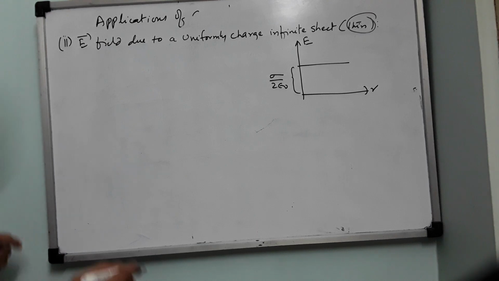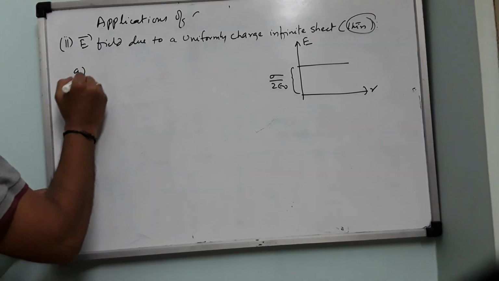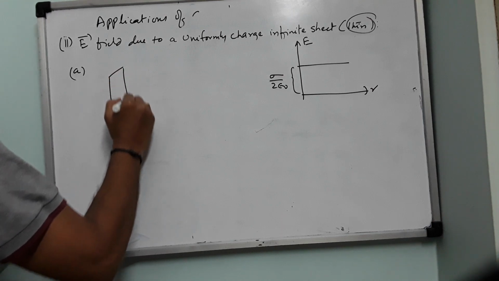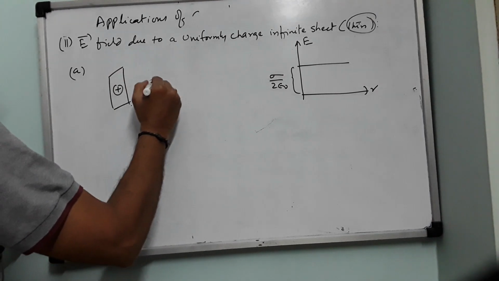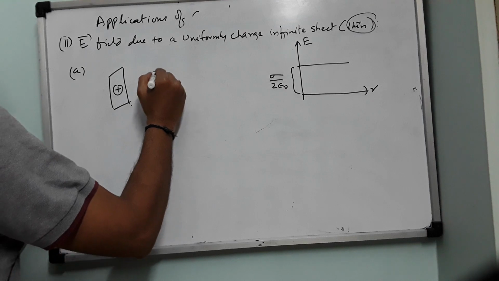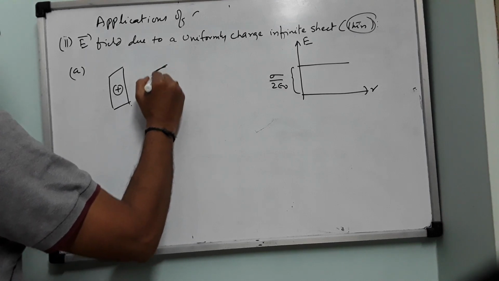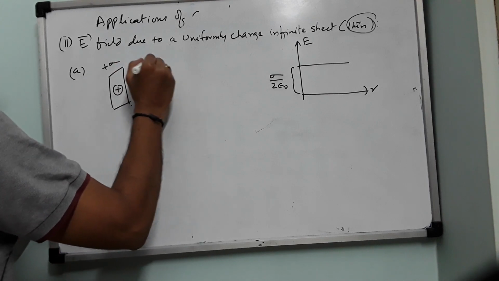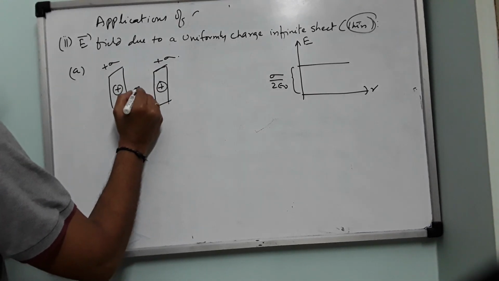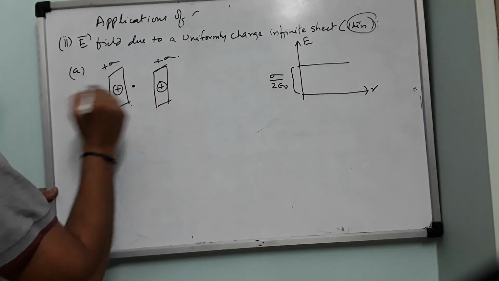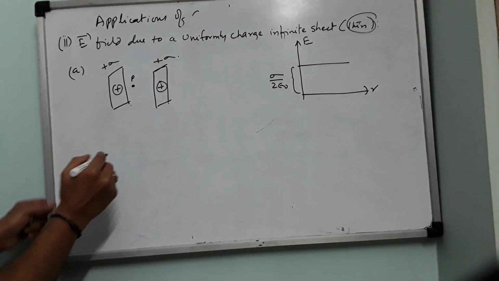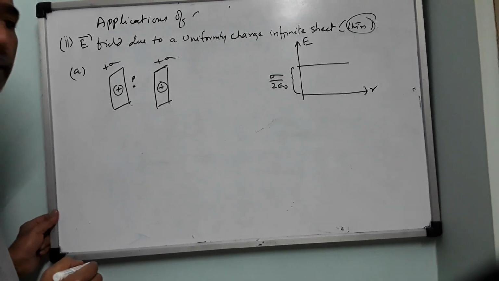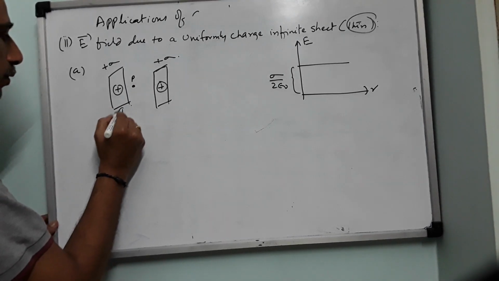Okay, right. Now, in this, we have different cases. Suppose you have two similarly charged sheets. This is positive, and here there is another positive sheet. So this is plus sigma, and this is also plus sigma. Now I take a point somewhere here, this point P. Now, which plate will produce more electric field at point P? Is it this one or this one?